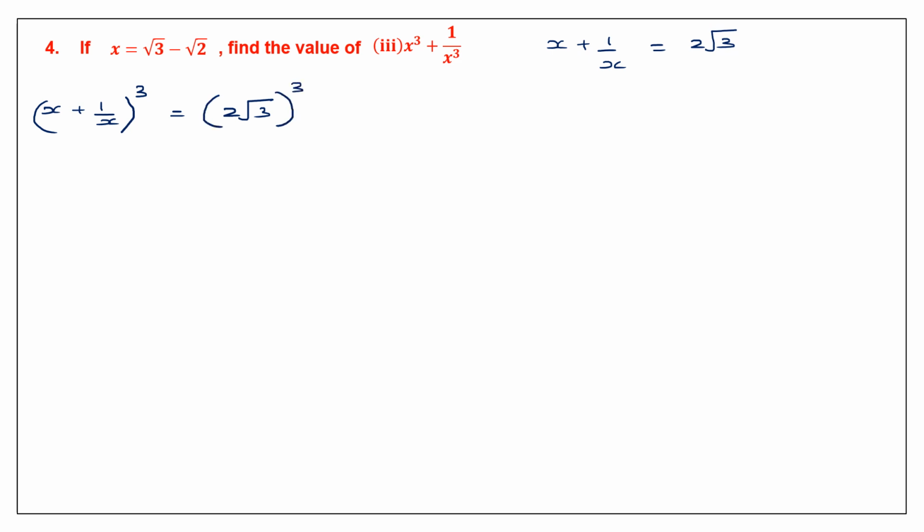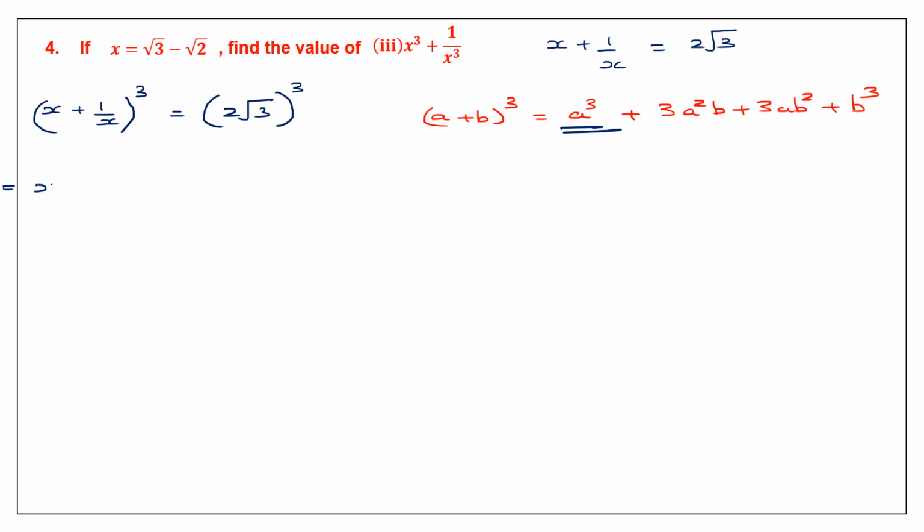Now what is the formula for this identity? a plus b the whole cube. There is an expansion for that also, isn't it? So let's write that: a plus b the whole cube is a cubed plus 3a square b plus 3ab square plus b cube. So this is the expansion for a plus b the whole cube. So here this is a and this is b. So let's expand this part. So let's follow this. This is a cube.